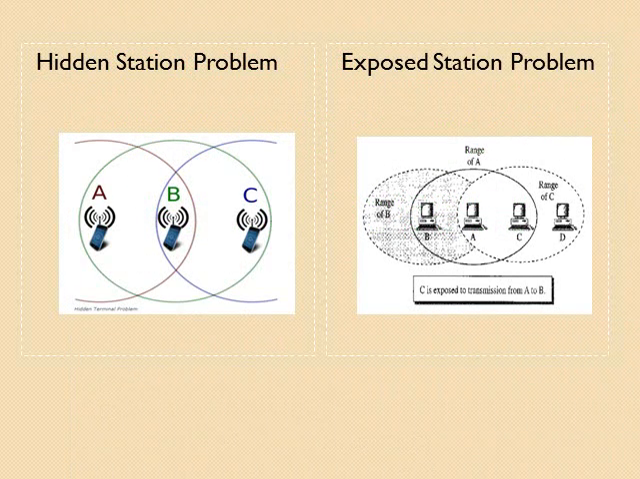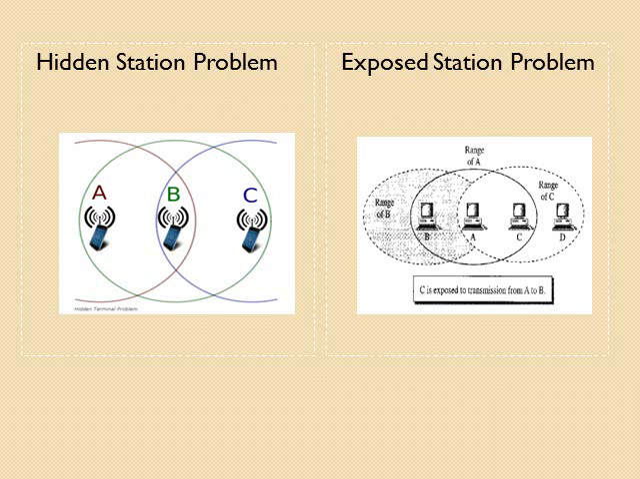The next topic under this subsection is the hidden station problem and the exposed station problem. The hidden station problem occurs if we consider this diagram. Terminal B is in the coverage area of terminal A, as well as in the coverage area of terminal C. But A doesn't know that B is in the coverage area of C, and C doesn't know that B is in the coverage area of A.